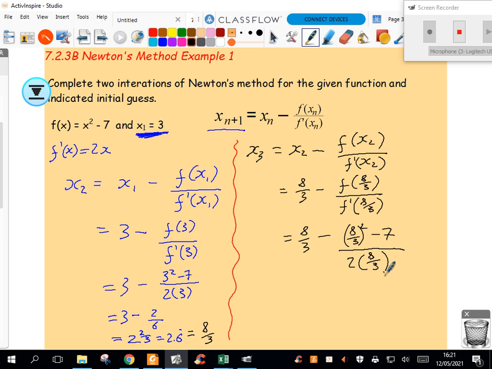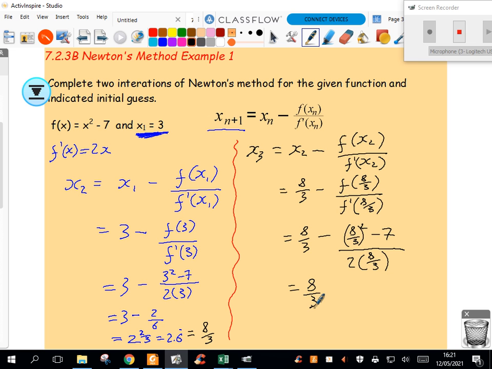Now at this stage, you might just decide to use a calculator just to tidy things up. Okay, if you don't, your mental arithmetic will need to be pretty good. You're going to square 8/3, which is 64/9 on the top. On the bottom, you get 2 times 8/3, which is 16/3. Let's do it without a calculator, but again, I do emphasize you don't need to do this.